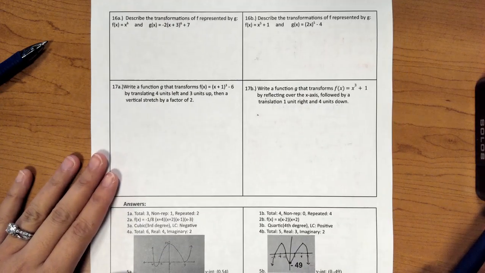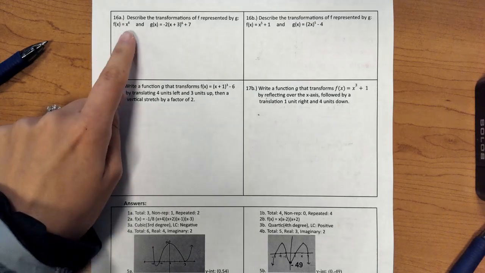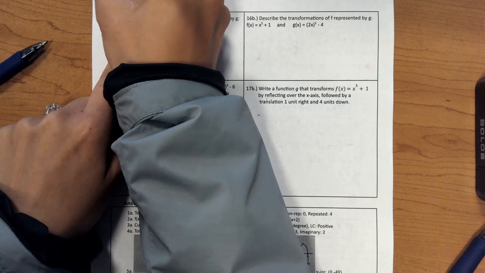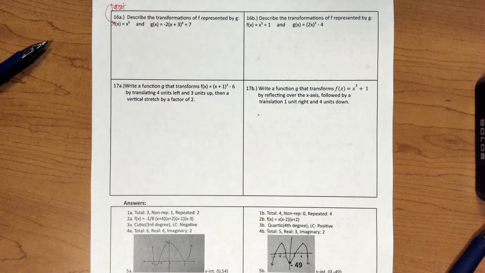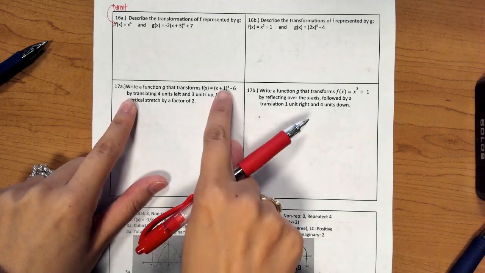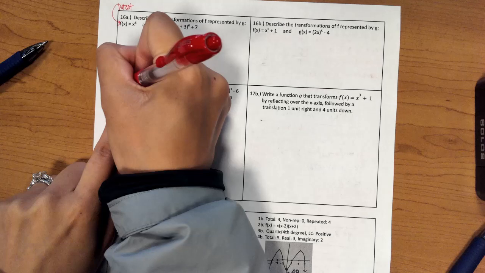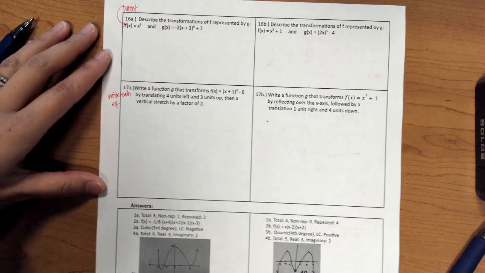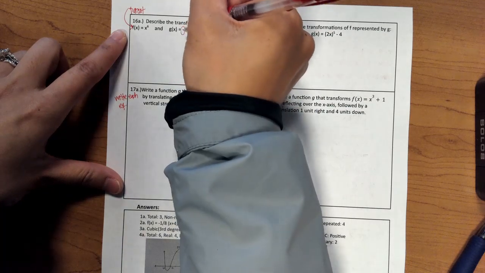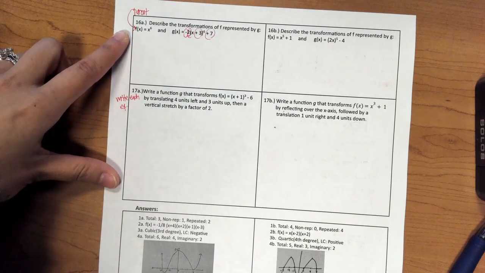Okay, last two things are transformations. So we're going to describe the transformations. This one is easy because it's a parent function. Okay, so this is the one where you technically don't have to write out each step. This one doesn't start as a parent, so write each step out. So you want to break down 1, 2, 3, 4 things are happening here.